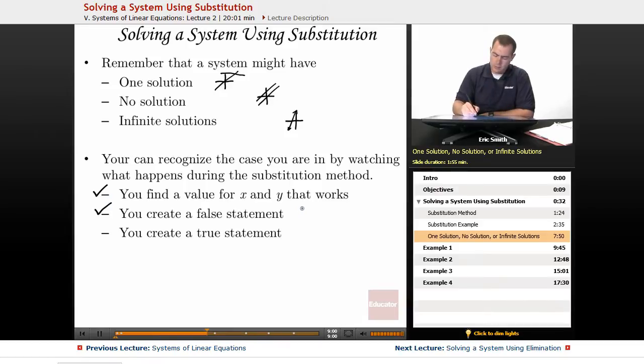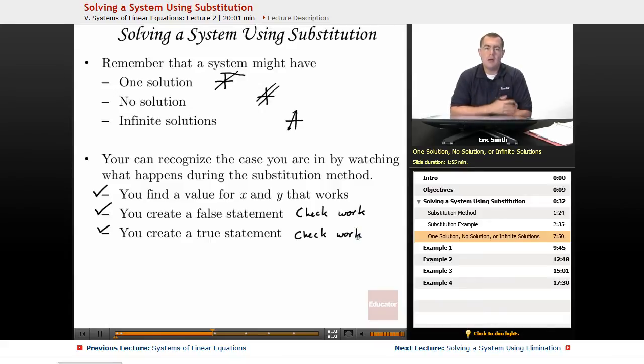Now, if you do come across a false statement, what I always tell everyone is check your work first to make sure that you have made no mistakes. If all your work looks great and you still create a false statement, then you can be sure that it has no solution. Now, if you go through and you create a true statement, but you can't really see what your solution is, well, that's a good indication that the two lines are exactly the same and you have an infinite amount of solutions. Again, check your work with this one. But if all your work looks good, then you know that you have an infinite amount. So let's look at some examples like these ones and see how we can recognize what I mean by a false statement and what I mean by a true statement.